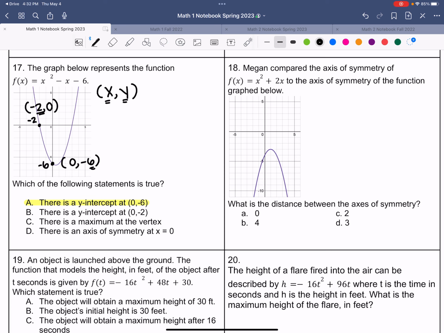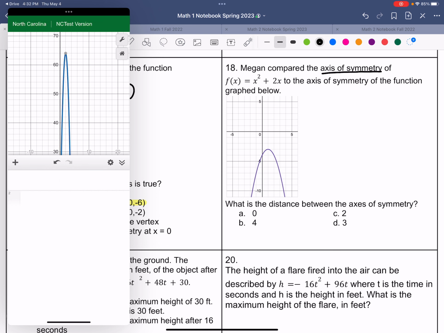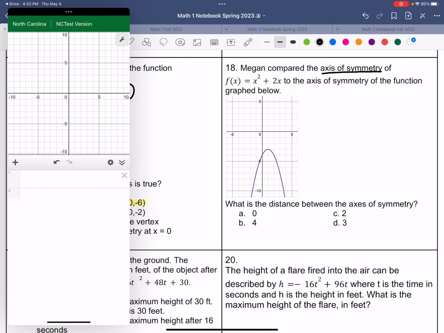All right, number 18. Here we're comparing, so we've got two different ones. We're looking at the axis of symmetry. Okay, so if we graph this, you could graph it, or you could do it by hand if you wanted, but graph is a little bit safer. Just make sure you don't make any errors.